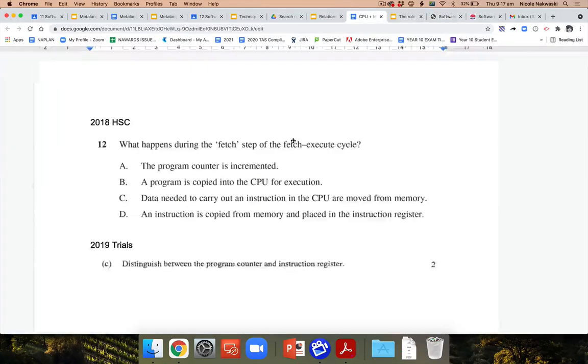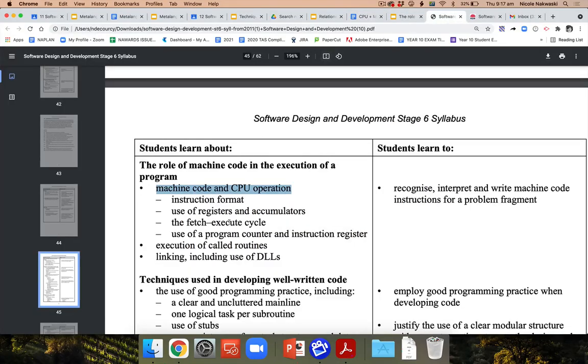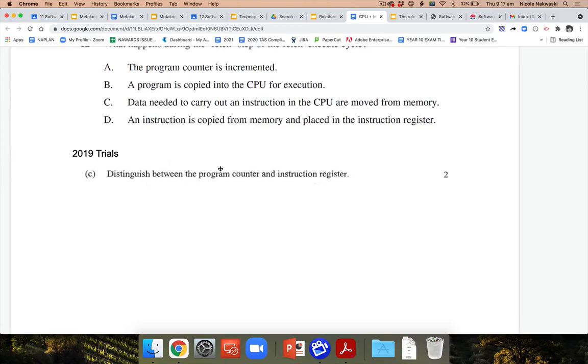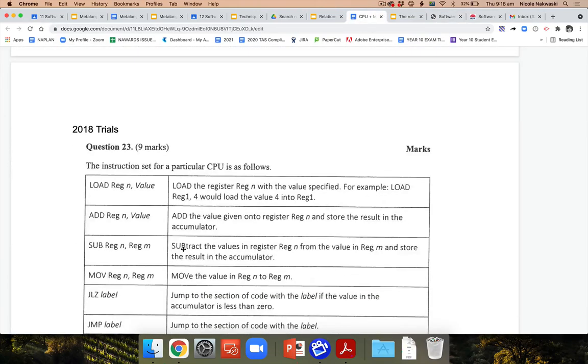So what kind of questions can you get asked in the HSC? Well, I've just pulled the last couple of years. The 2018 HSC has a question, what happens during the fetch step of the fetch execute cycle? Not too sure what that is, but I know it's listed here, so it's probably going to be something that I have to look at. Again, we'll have a look at the fetch execute cycle. Distinguish between the program counter and the instruction register. Again, these are new terms to me, but I've noticed that that's actually what's quoted directly in the syllabus, so that's probably something really important to know as well.